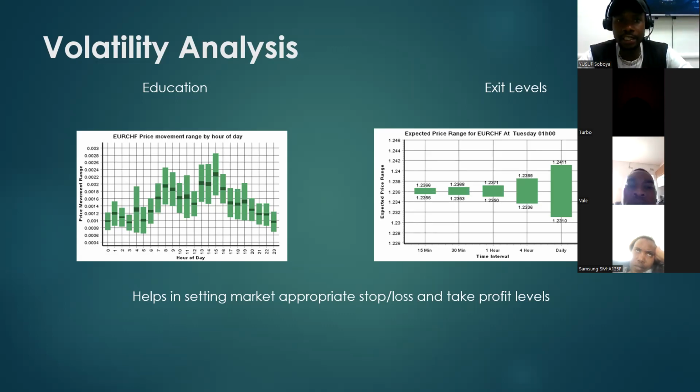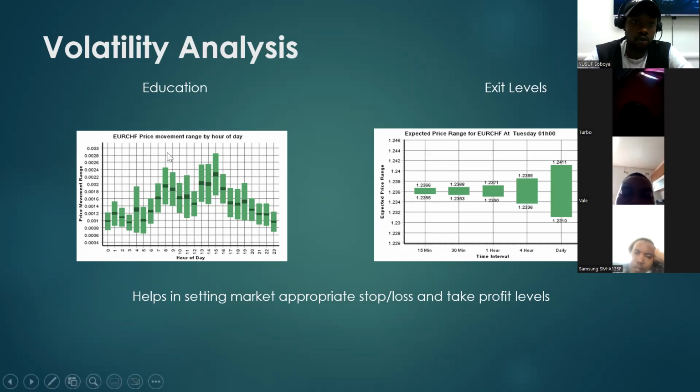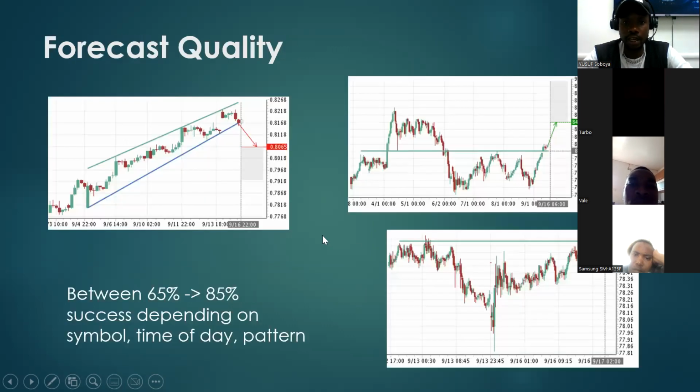So on the volatility analysis, we're going to see the price movement range by hour of the day. Each and every hour shows you how volatile the Euro Swiss franc has been. Then you can even see the exit level, the expected price range of Euro Swiss on a Tuesday. This was just an example. You can also see the forecast quality, which gives you even percentages, between 65% to 85% success rate, depending on the symbol and time of the day.